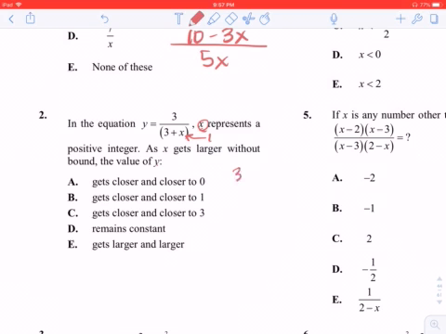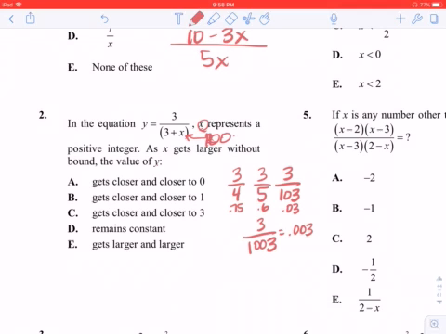If I put a 1 there, this is like 3 over 4. If I put a 2 there, this is like 3 over 5. If I put a 100 there, it's like 3 over 103, right? If I put 1,000 there, I get 3 over 1,003. So what's happening to y? This is like 0.75, this is 0.6, this is something really close to 0.03, this is 0.003. It's getting smaller and smaller. It's getting closer and closer to 0, right?